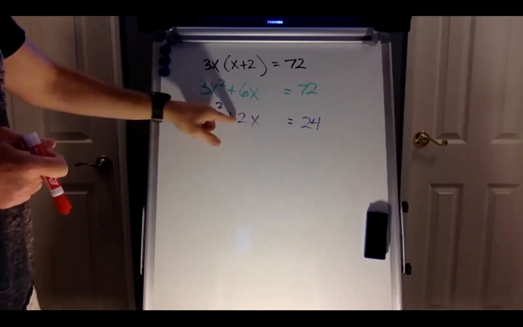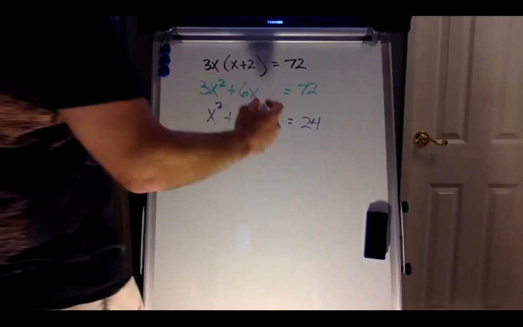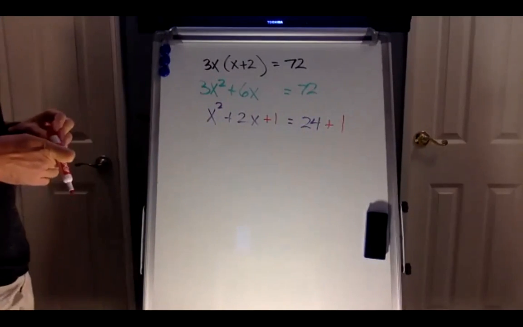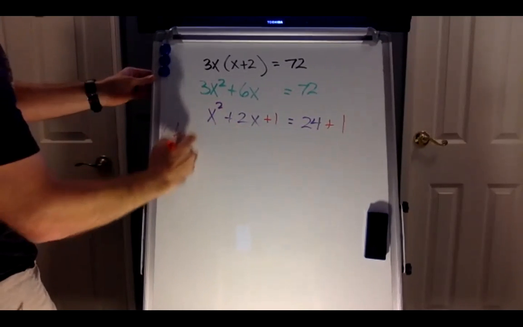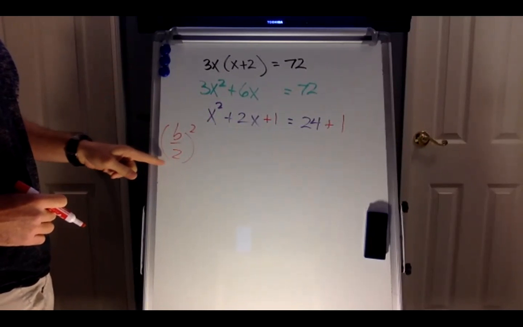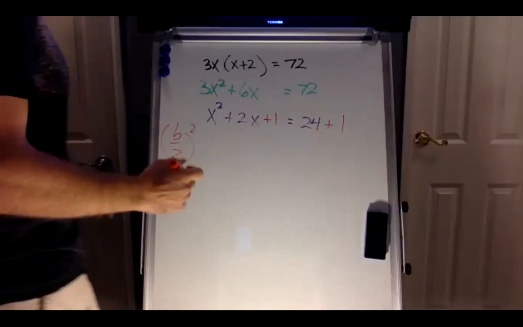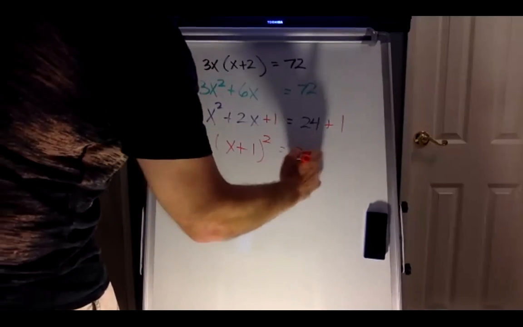So 2 divided by 2 is 1, squared is 1. It's b over 2, b is 2. B over 2 quantity squared. Oh yeah, that was what it is. I remember. Yeah, that's what you add to both sides. Now this is x plus 1 squared is 25.